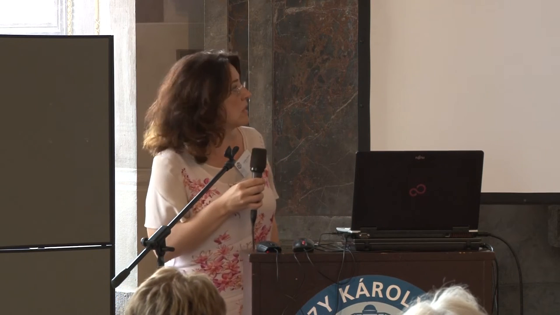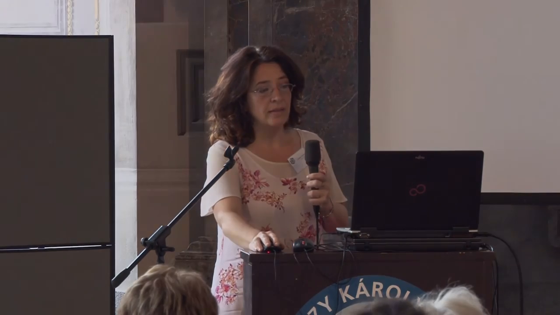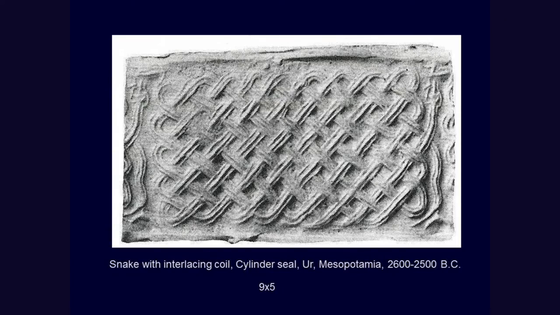The first example we are going to see is a snake eating its tail, a classical symbol from Mesopotamia. It is old, 2,060 years old. As you can see, this is a rectangular grid, 9 by 5, and we have one single monolinear curve. It is not the only example.